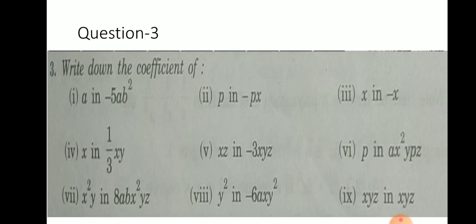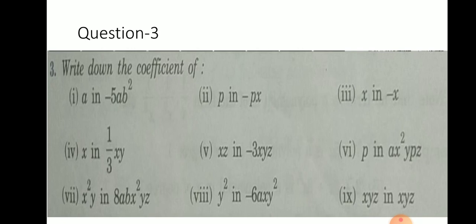Now sixth one, p coefficient we want in ax square y pz. So p coefficient is ax square yz, except p, the remaining part. And x square y coefficient we want in 8ab x square yz. So except x square y, the remaining part will be 8abz. What is that? 8abz.